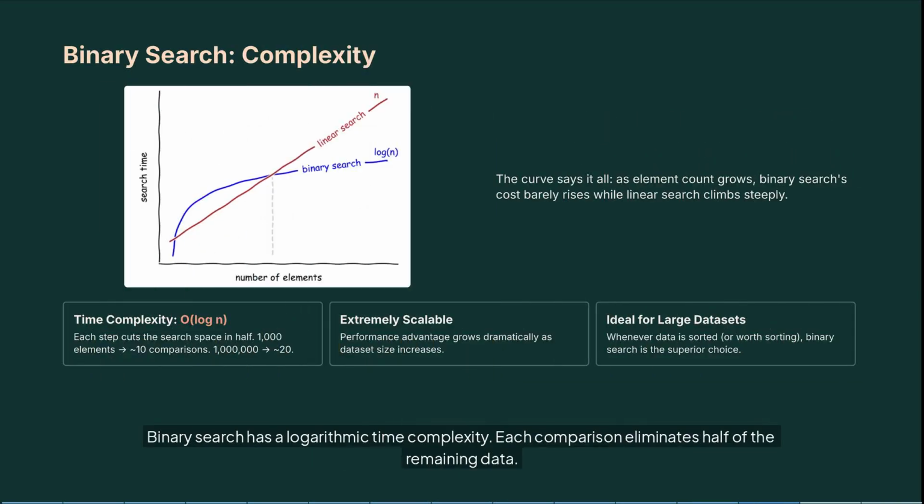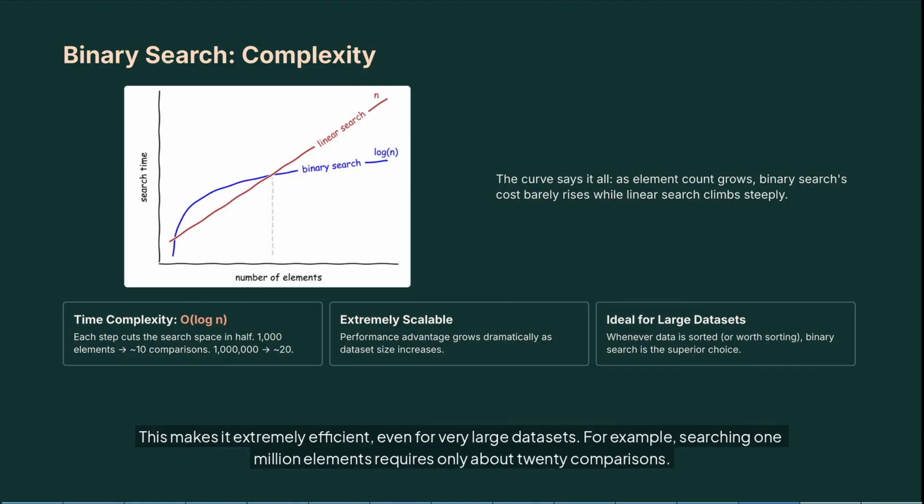Binary search has a logarithmic time complexity. Each comparison eliminates half of the remaining data. This makes it extremely efficient, even for very large datasets. For example, searching 1 million elements requires only about 20 comparisons.